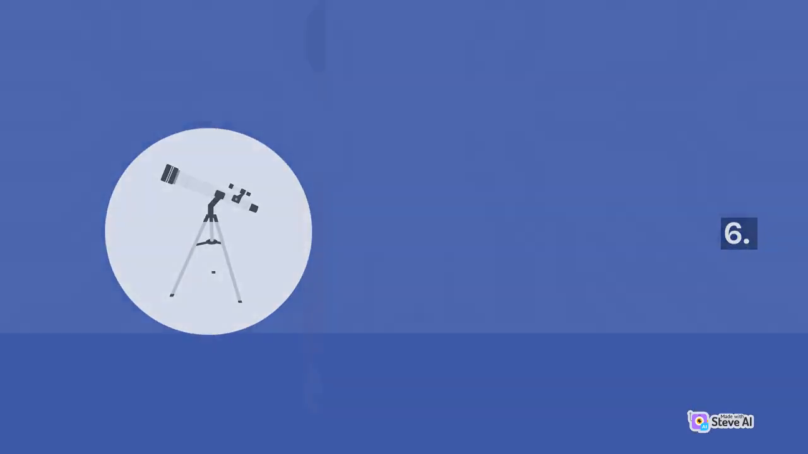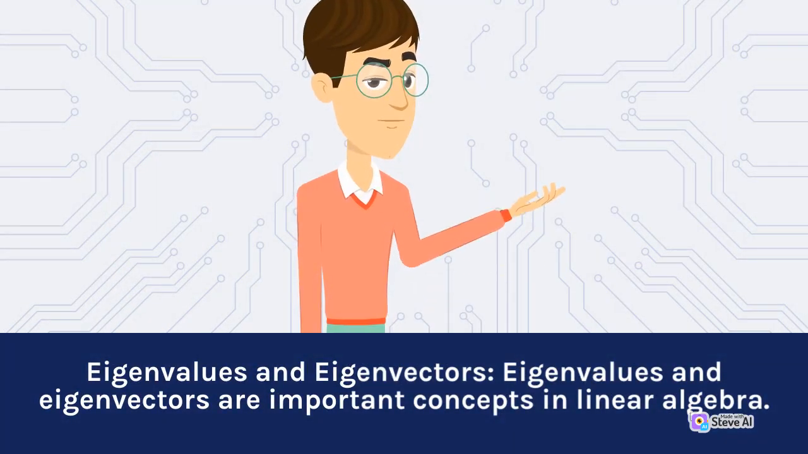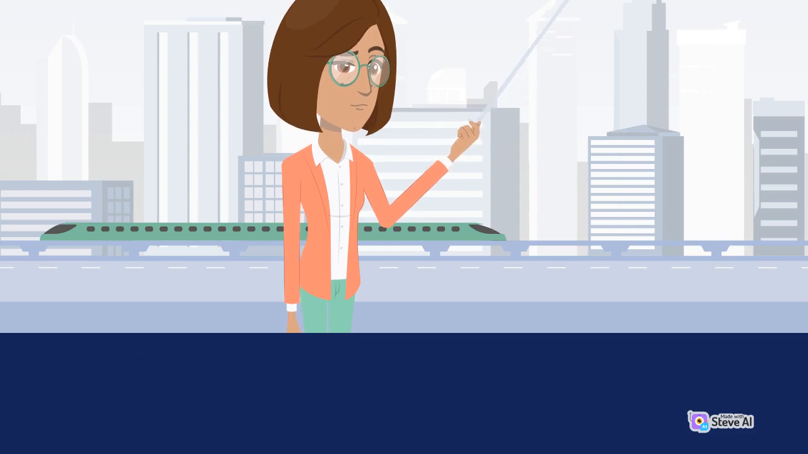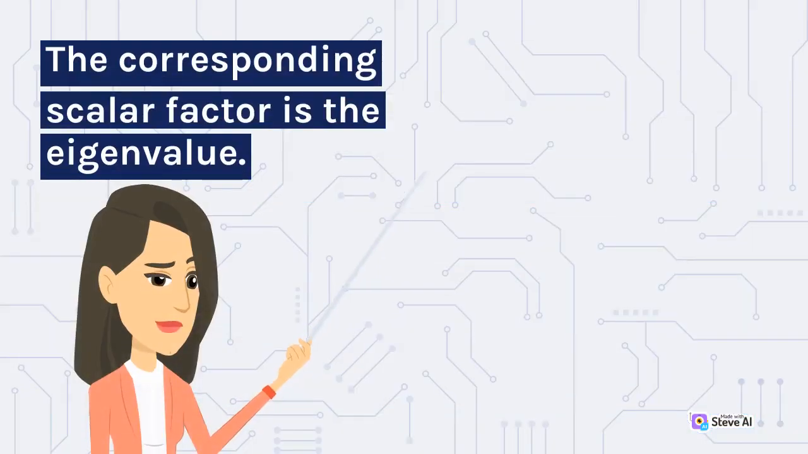6. Eigenvalues and eigenvectors. Eigenvalues and eigenvectors are important concepts in linear algebra. An eigenvector of a linear transformation is a non-zero vector that only changes by a scalar factor when the transformation is applied. The corresponding scalar factor is the eigenvalue.